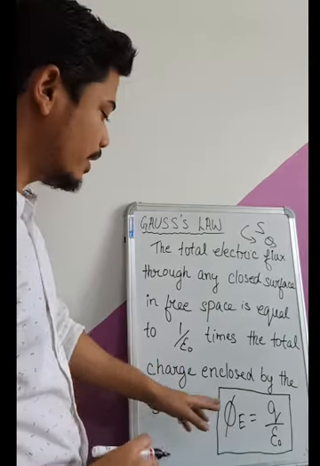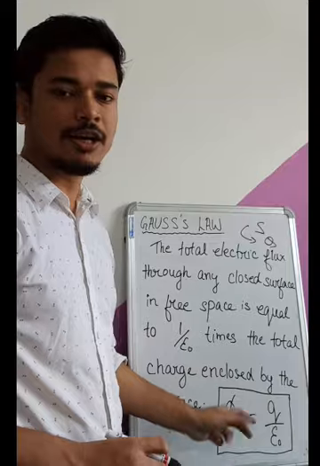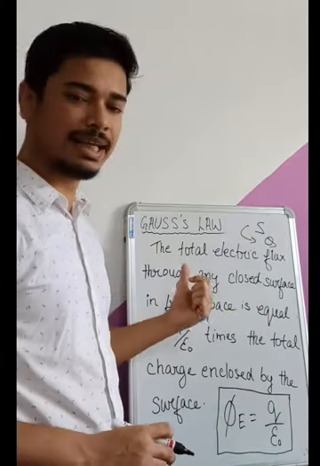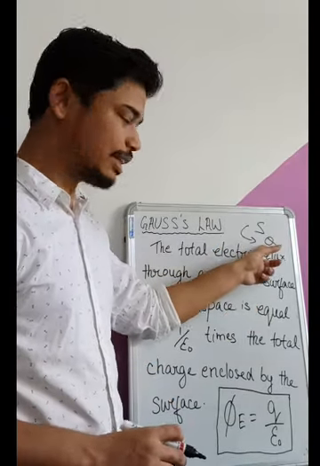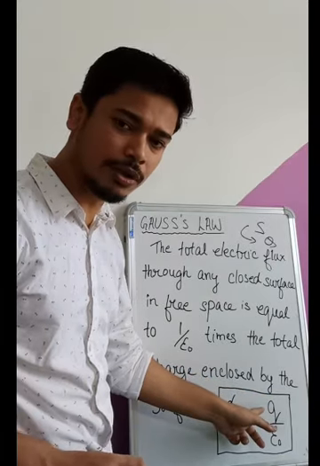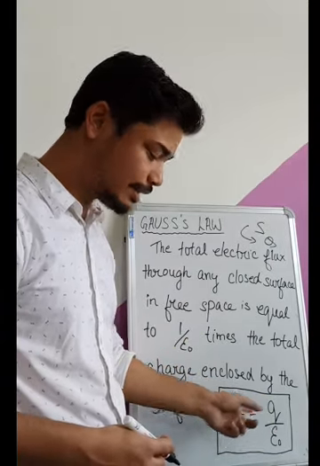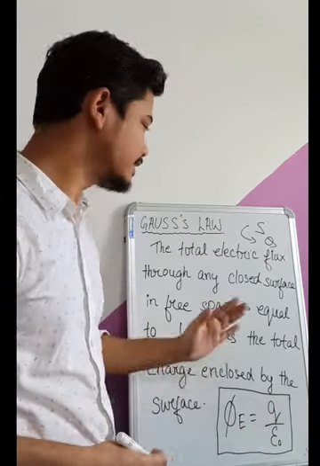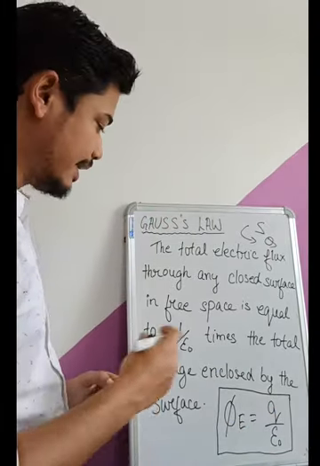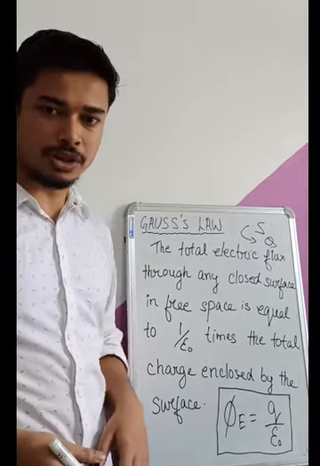So we have calculated the electric flux for a closed surface which encloses a charge, which we have written here as small q. Therefore the electric flux is q by epsilon naught. This is nothing but the Gauss law. In the next step we are going to prove the Gauss law.